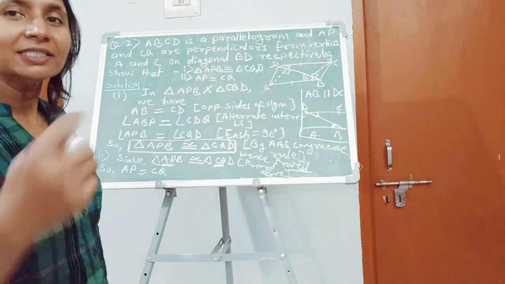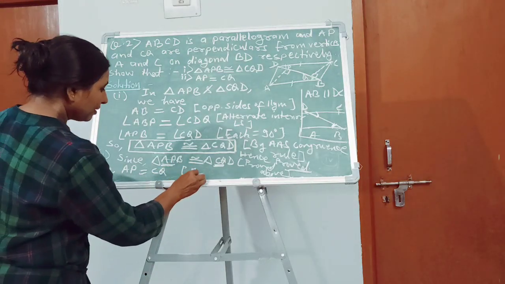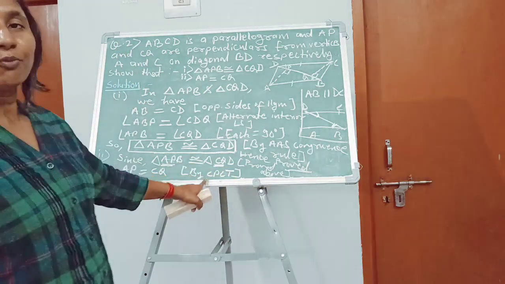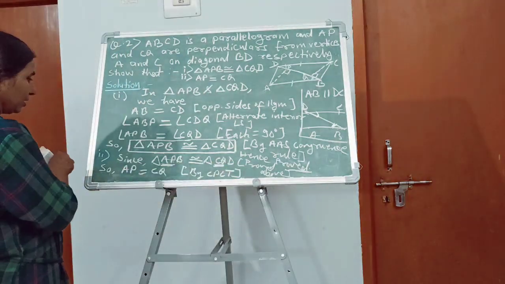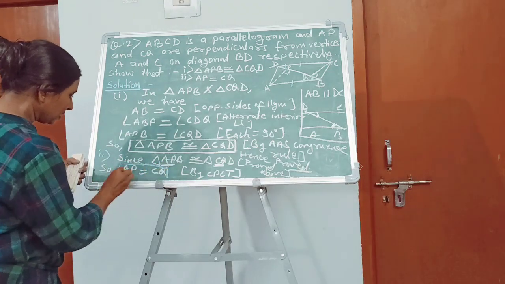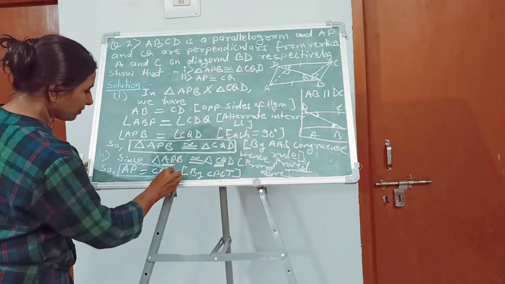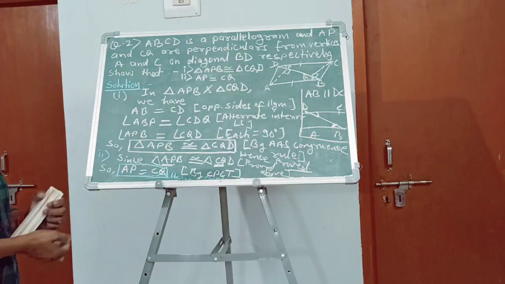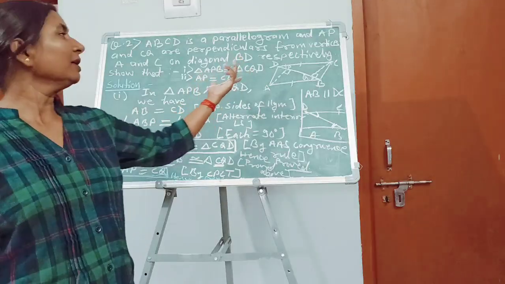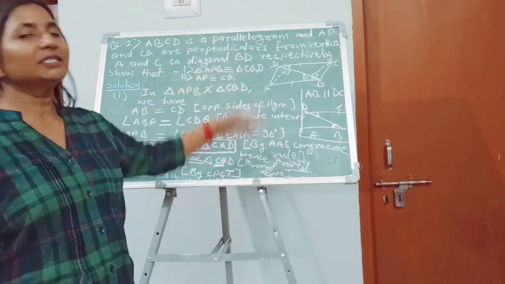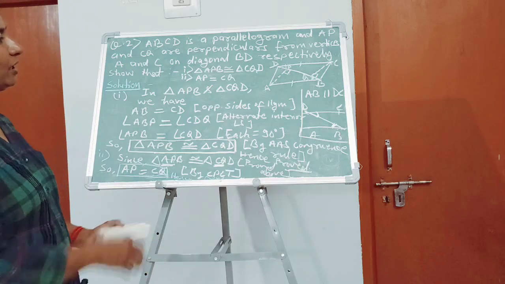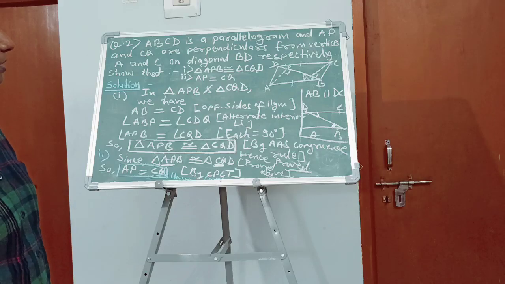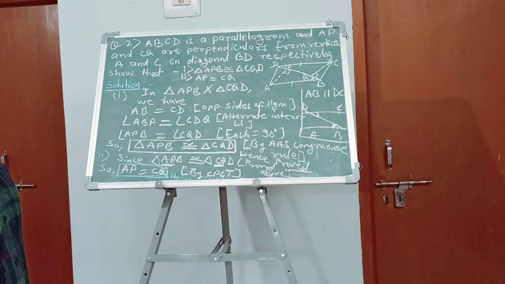And by which? By CPCT, means by corresponding parts of congruent triangles. Hence proved. This is the second one. So only one thing you have to prove, and this you can directly write by CPCT. So this is very easy. Whenever you are doing this, just analyze and solve the problem. So everyone, please do it yourself. Thank you.